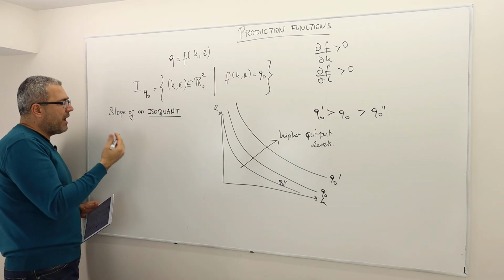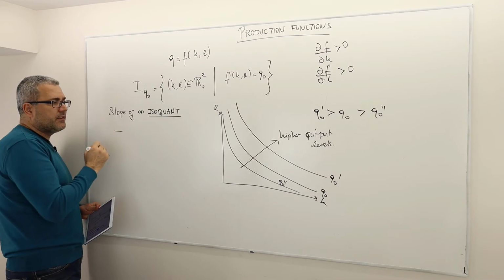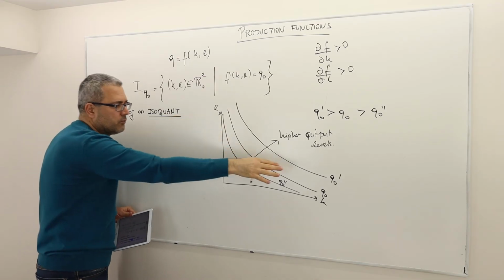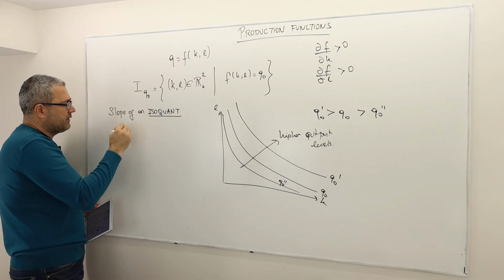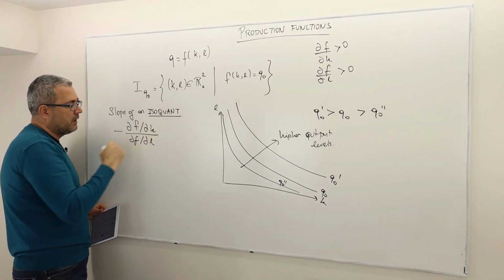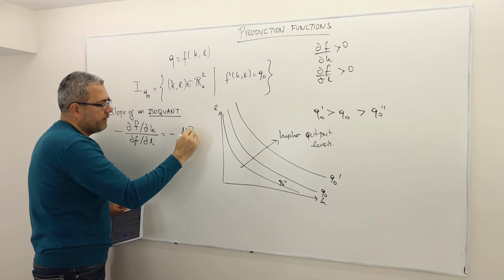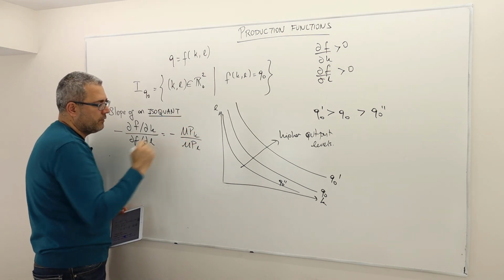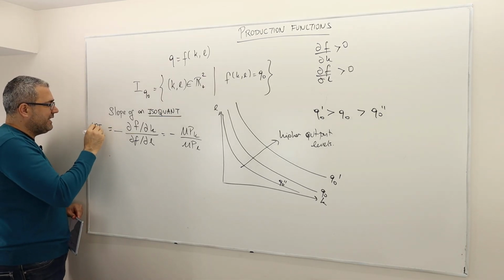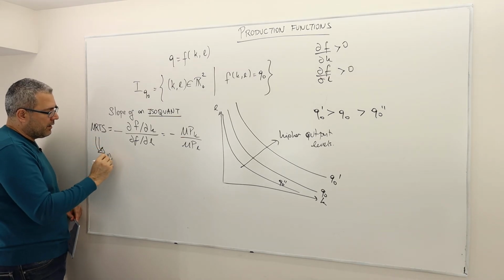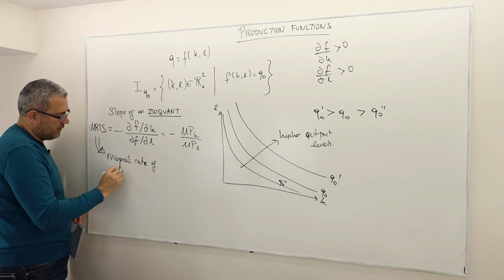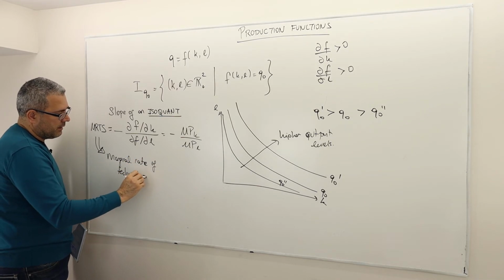Well, mathematically it is basically a minus. That's because of the diminishing marginal productivity, or a downward slope. These are all downward sloping curves. It's minus del F del K over del F del L, or it's minus the marginal productivity of capital divided by the marginal productivity of labor. And there's a special name for this. We call it MRTS. So it's basically marginal rate of technical substitution.